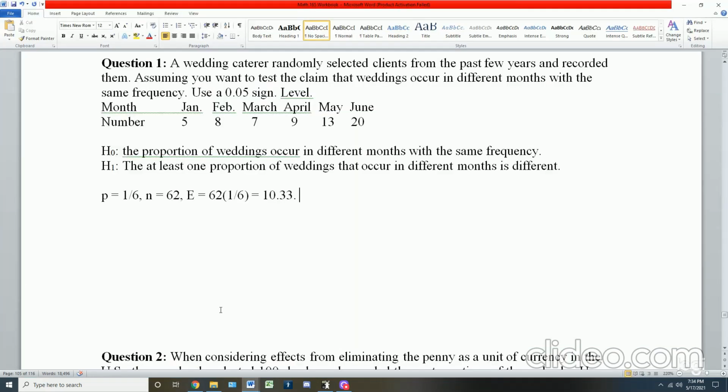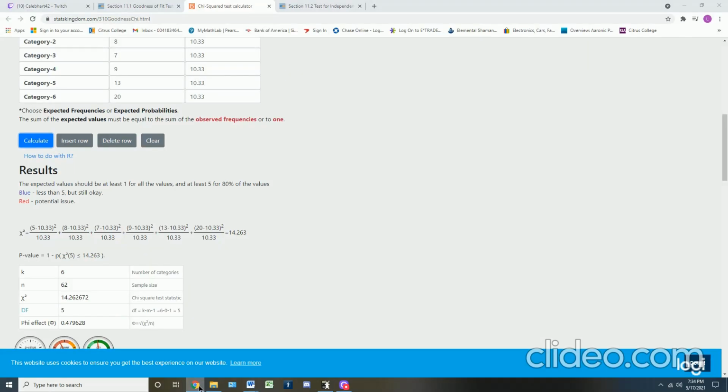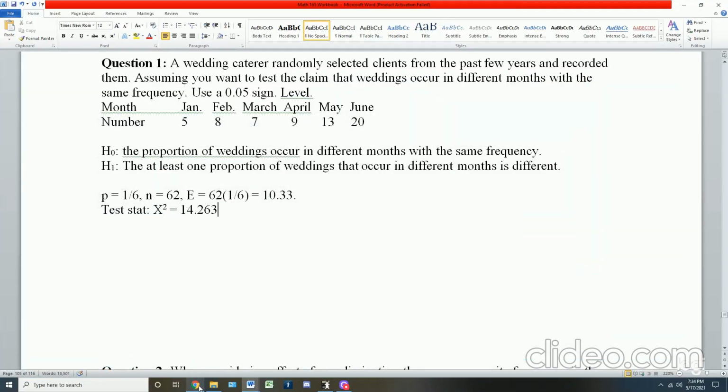So if we go back over here, step 2, because that's going to sort of test that. Is our chi-squared, what was it, 14.263. Okay. Next up, we want to find our critical value, see if we reject or do not reject.